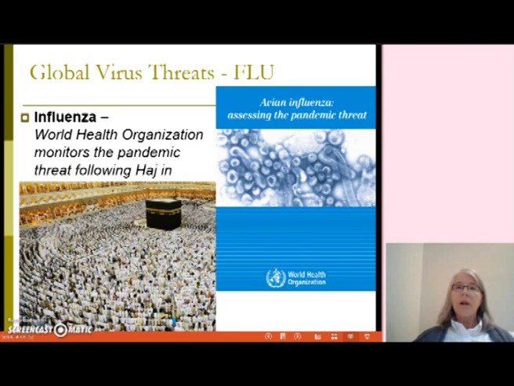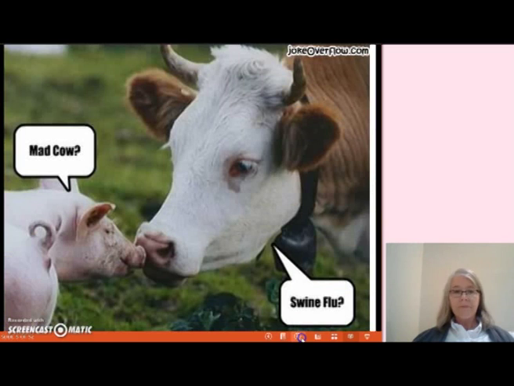So the weather will actually be a lot cooler by then in Saudi Arabia. You can see the massive crowds, and if someone was ill with either influenza or with the Middle East respiratory syndrome, it could be easily spread, especially a viral illness.